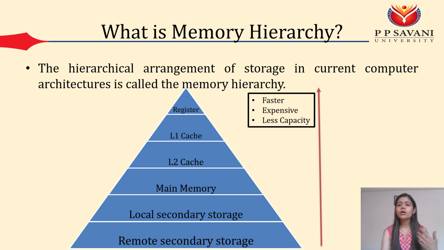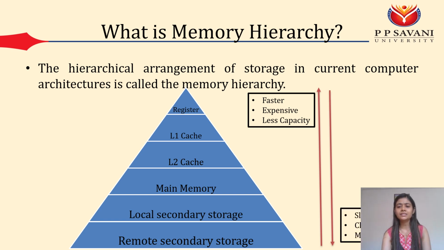In the same way, in terms of cost, register memories are more expensive compared to L1 cache, L2 cache, main memory, local secondary storage, or remote secondary storage. In terms of capacity, as we go from bottom to top, the capacity becomes less. We have the highest capacity in remote secondary storage. Remote secondary storage is cheaper compared to the above memories, and it is slower compared to the others.